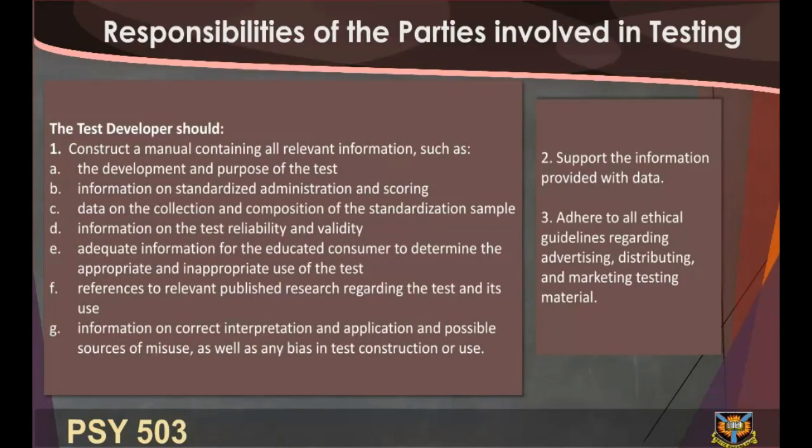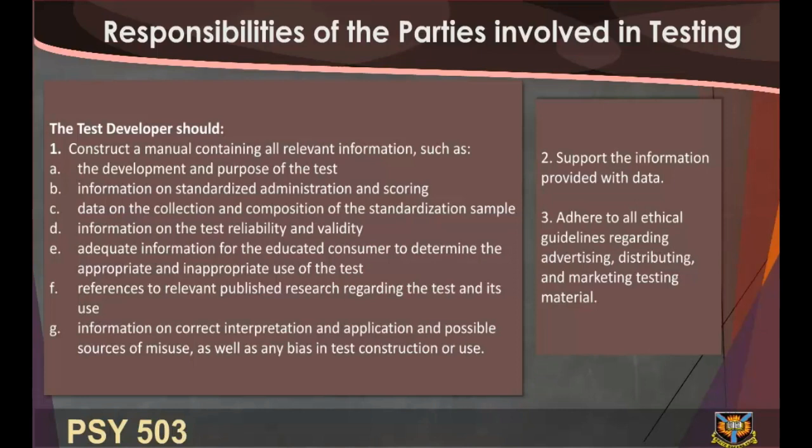Responsibilities of the parties involved in testing. The test developer should: 1. Construct a manual containing all relevant information, such as: A. The development and purpose of the test. B. Information on standardized administration and scoring. C. Data on the collection and composition of the standardization sample. D. Information on the test reliability and validity.